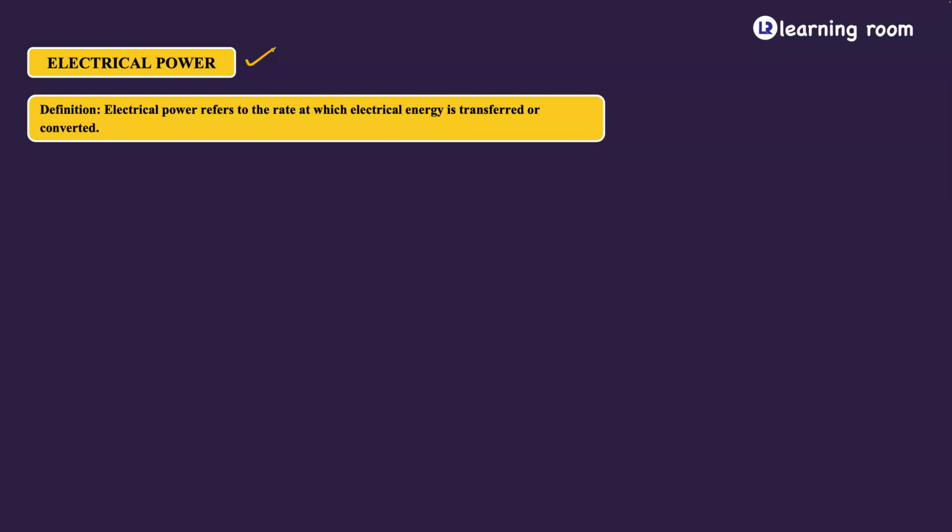So the next concept we are going to discuss is electrical power, for which, if you look at the definition, it is defined like this. It refers to the rate at which electrical energy is transferred or converted. For example, if you take the fan into consideration, when you switch it on, electrical energy is getting converted to mechanical energy. Similarly, when you think of light, electrical energy is getting converted to light and heat energy. So the rate at which this is happening is what we call power.